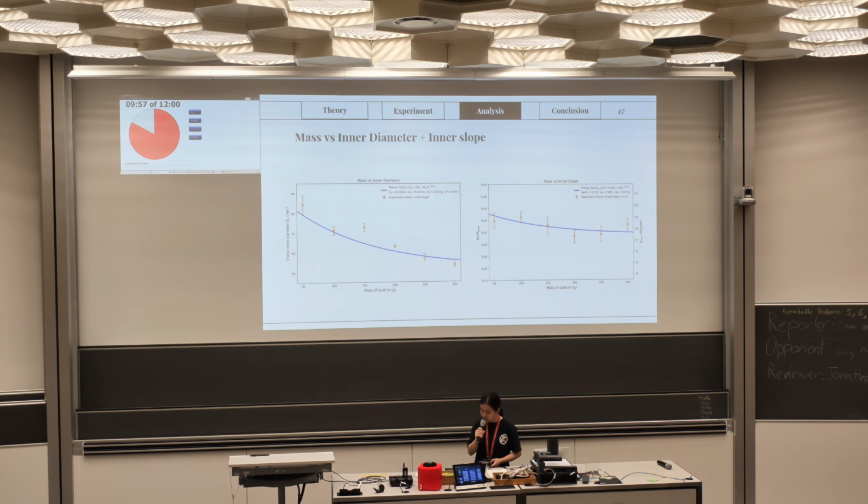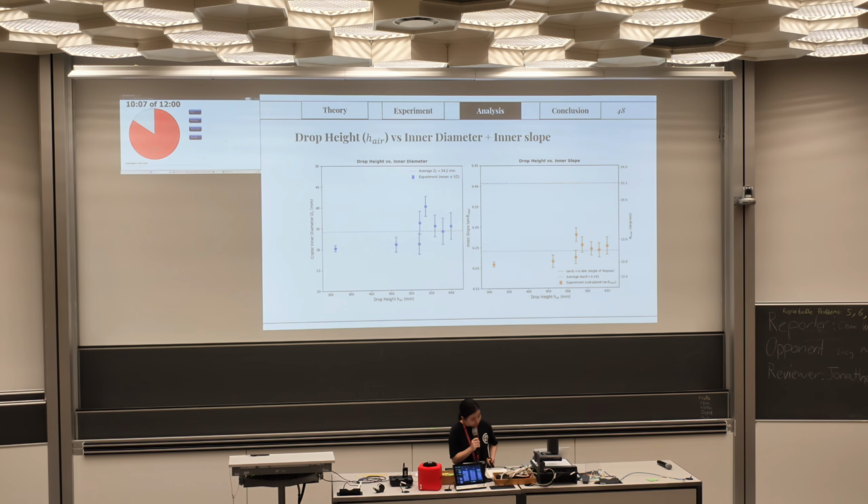As the mass of sand increases from 50 to 300 grams, the inner diameter decreases slightly. This is because the additional sand backfills the center. Similarly, drop height has no significant effect on D C or the inner slope. It is because the two effects cancel.